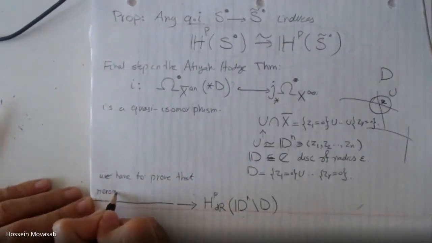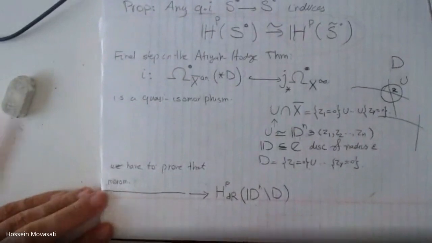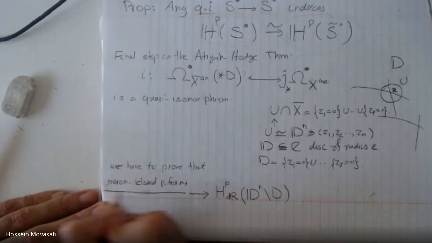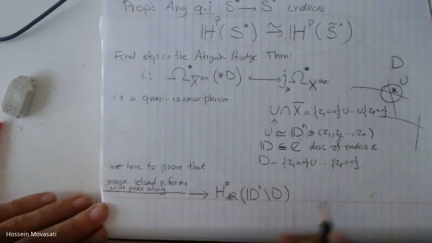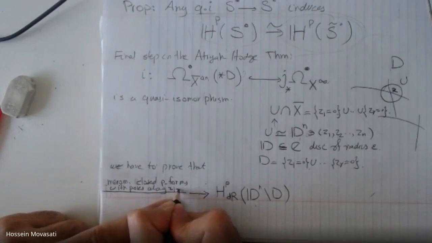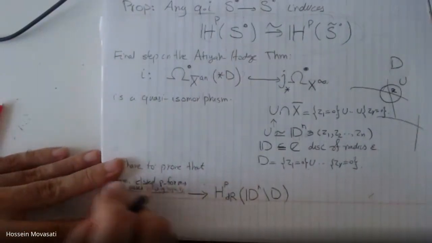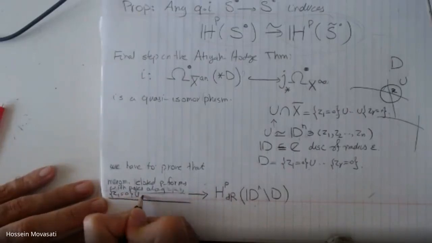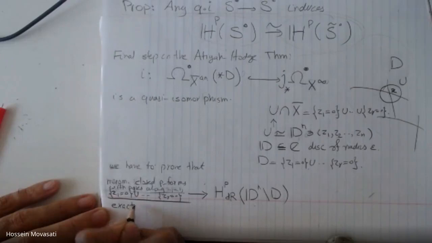meromorphic closed P forms with poles along Z1 equal to 0, ZR equal to 0, and then divided by exact meromorphic exact P forms, and so on.